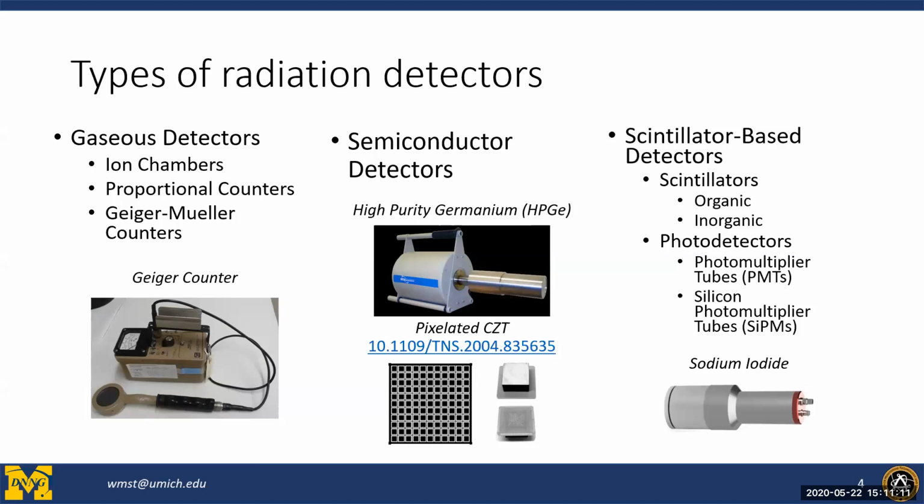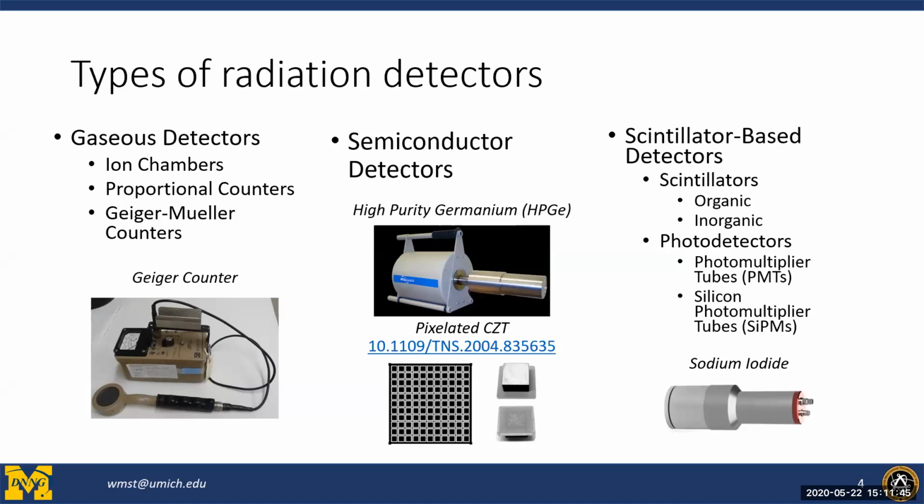Semiconductor detectors. Here I have shown a high purity germanium detector. And then of course, being part of MTV and CZT, I couldn't not show a pixelated cadmium zinc telluride detector there. These detectors tend to have very good spectroscopic capability, such that they can identify gamma rays emitted from specific sources very well. And I've linked here a paper from Professor He's group for pixelated cadmium zinc telluride with more details about these types of detectors.